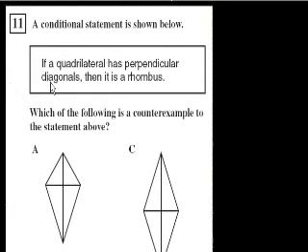Problem number 11. A conditional statement is shown below. If a quadrilateral has perpendicular diagonals, then it is a rhombus. Fair enough. Which of the following is a counterexample to the statement above? So they're saying if it's perpendicular diagonals, then it's a rhombus. So if we could find something that has perpendicular diagonals that is not a rhombus, then we have a counterexample, right? Then this would not be true. So let's find something with perpendicular diagonals that is not a rhombus.